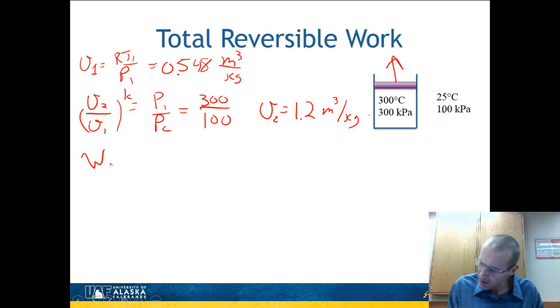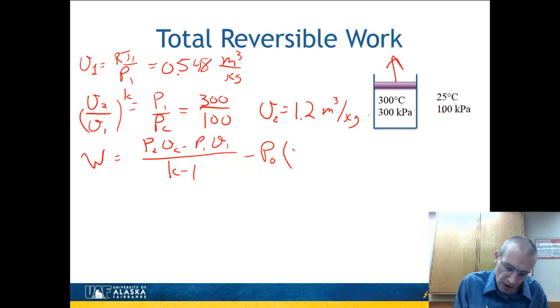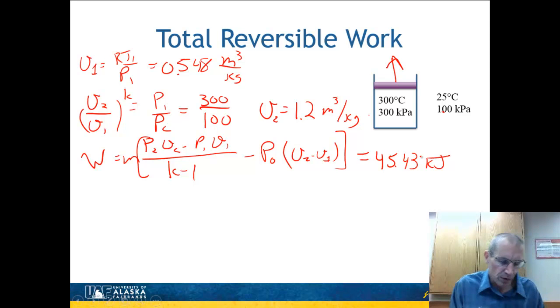So the work we get in that step is equal to P2 V2 minus P1 V1, over K minus 1, since this is isentropic expansion. And I need to subtract out the work pushing back the atmosphere, because that doesn't really do us any good. So V2 minus V1, multiplied by the mass. And now that's going to be 45.43 kilojoules. So it's a little different than any of the other steps that we have.